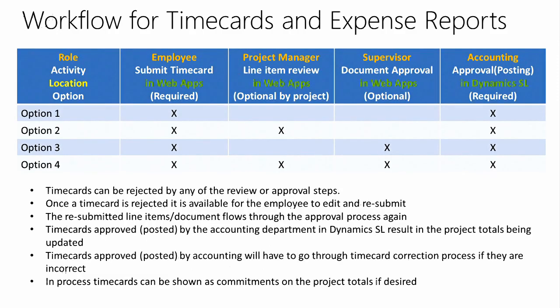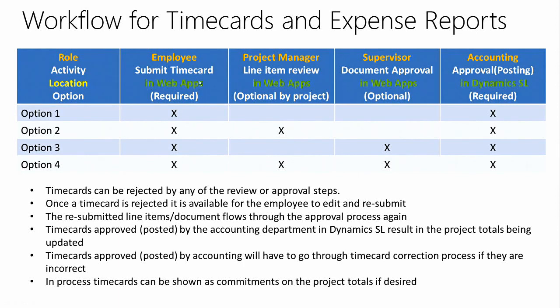There's a workflow that we have related to time and expenses that is available. We have really 4 options. The first option is the most simple path, and that is the employee enters their time card, and then the accounting team submits it. So if we look at our chart here, we have the role going across the top: employee, project manager, supervisor, and accounting team. And then we have the activity that they'll be providing. They're submitting a time card, reviewing a line item, approving the entire document, or approving or posting the whole document as well.